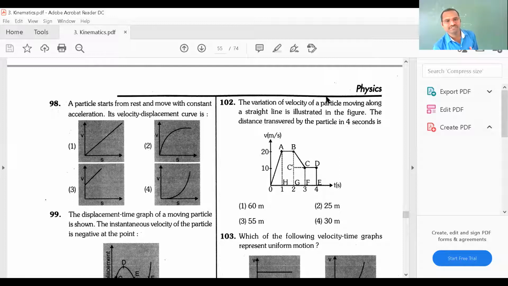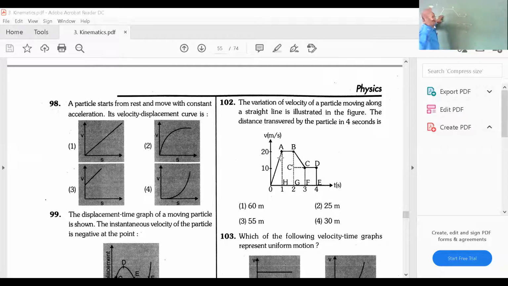55 they are giving, one student has given 55, one student has given 80. Okay, let us check. So all the areas we need to find. What is the area here? Triangle. Half into base. Base how much? 1 second. Into height. Height how much? 20. So answer is 10. 10 meters here in this triangle.